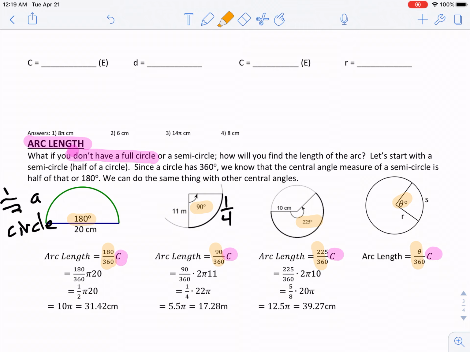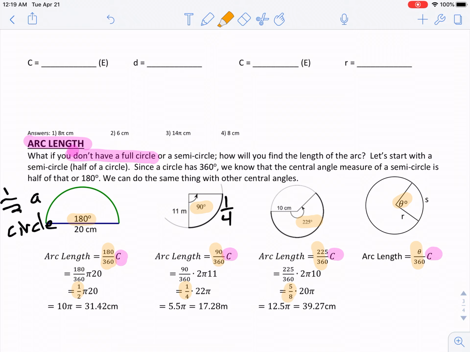I know 180 degrees is half of the circle because 180 divided by 360 is 1/2. I know 90 degrees is 1/4 of the circle because 90 over 360 is 1/4. The next one, 225 degrees. Well, I don't know what that is off the top of my head, so I'm going to put that over 360. Turns out I can reduce that to 5/8.